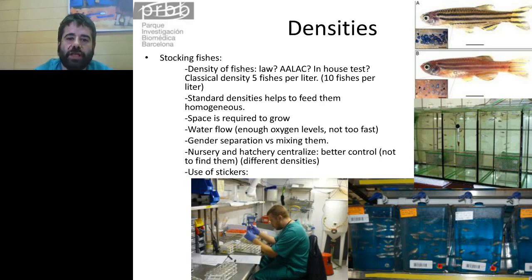Finally, we decide to have around 25 adult fish in a 3-liter tank. So almost like 8 fish per liter, something like that, that will be increased a little bit. If you standardize your densities, it will help you to feed them properly and in a homogeneous way. Also, the densities will have to be set up to give enough space to grow the fish well. Also, you have to take into account that if you have high density, you will need more water flow, so you have to regulate these kinds of things.